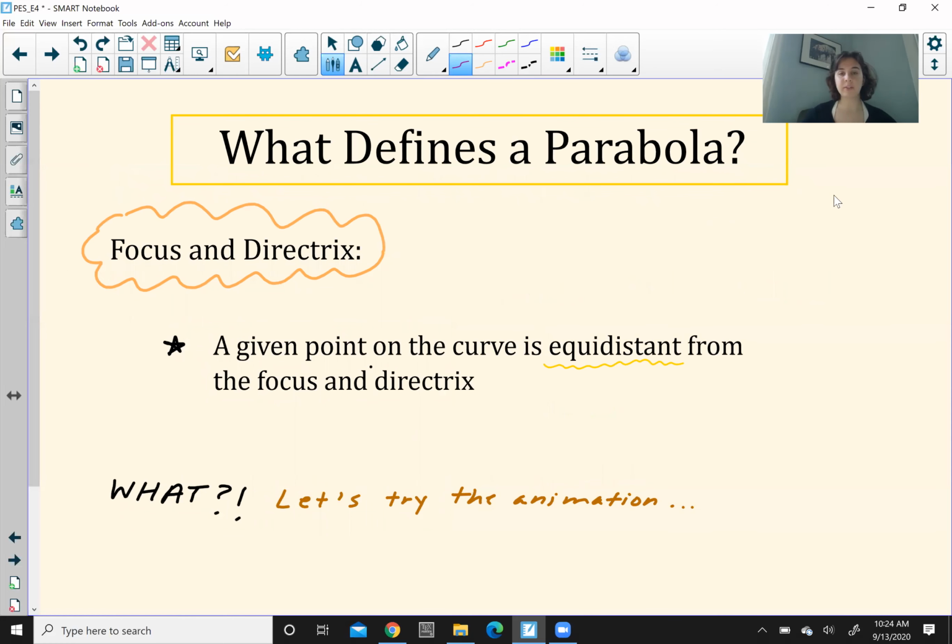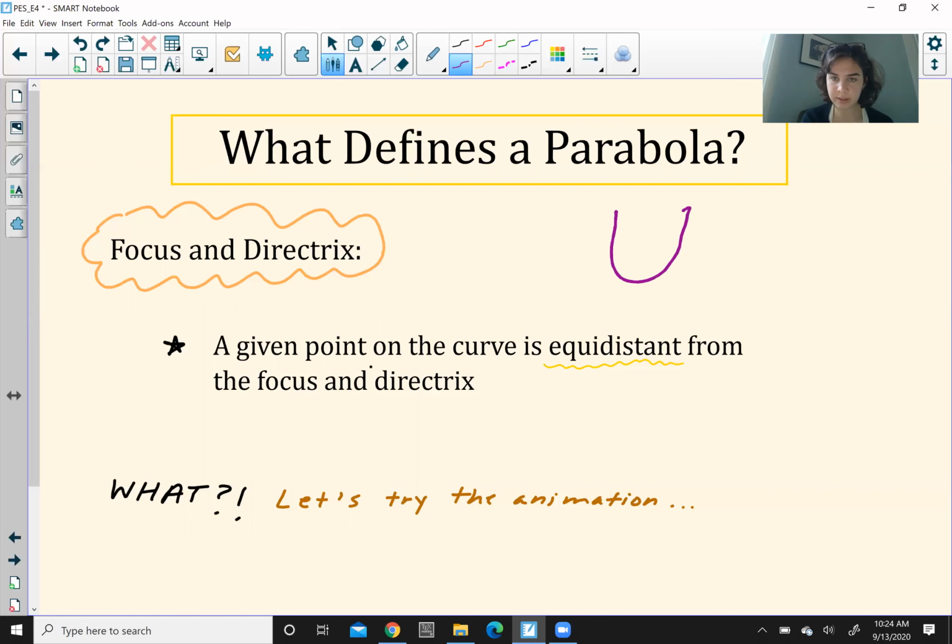First, let's talk about what defines a parabola. There are a lot of different criteria. But I want to talk about some things that you are probably less familiar with, which would be the focus and the directrix of a parabola. So let me show you a little bit of what this looks like.